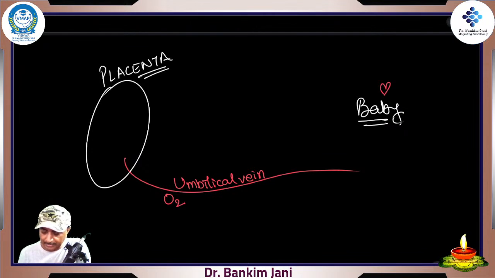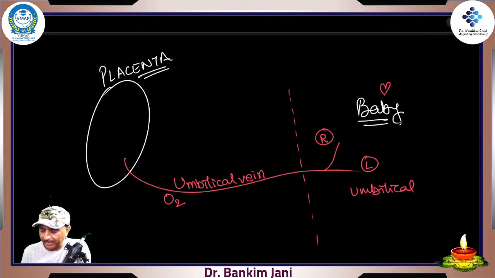Now over here we divided it into two parts. Now this is inside the baby, right? From this point onwards, this is happening inside the baby. It divides into two parts. Easy. Right and left umbilical vein, right? So far so good, everything easy.